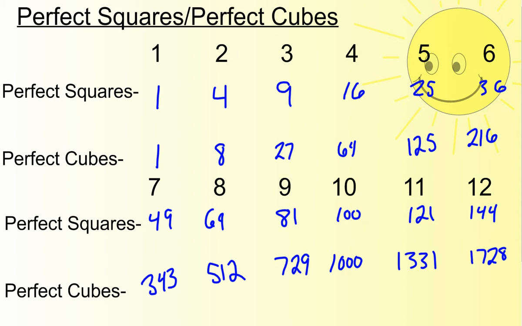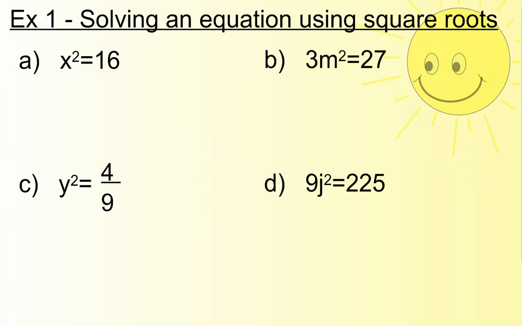Perfect cubes maybe up to 4 or 5. So let's do this. Solve an equation using square roots. So here we have our first problem, problem A here. We have x squared equals 16.